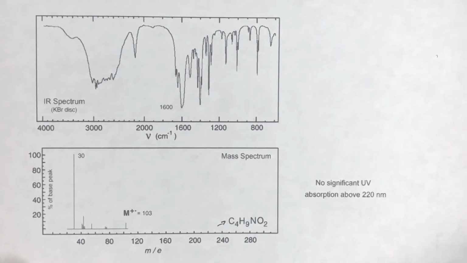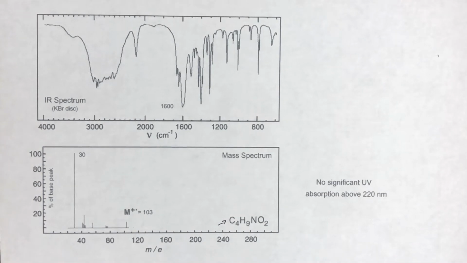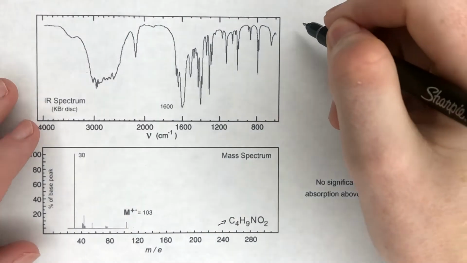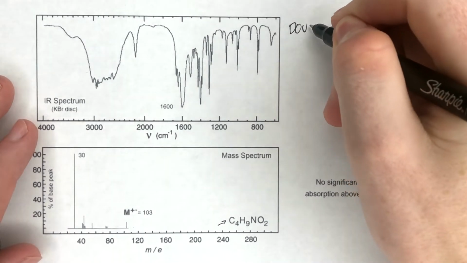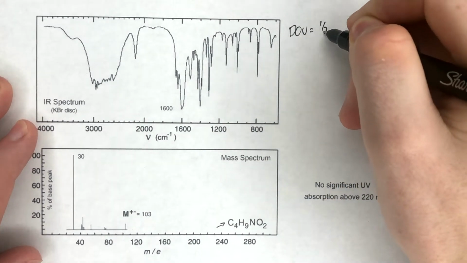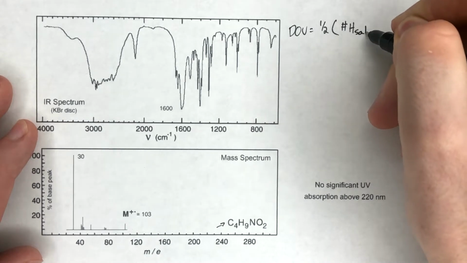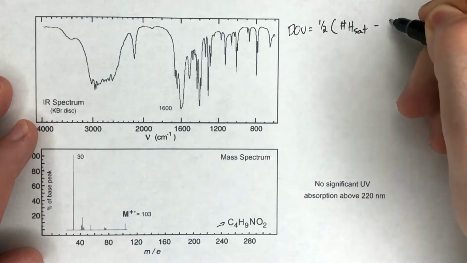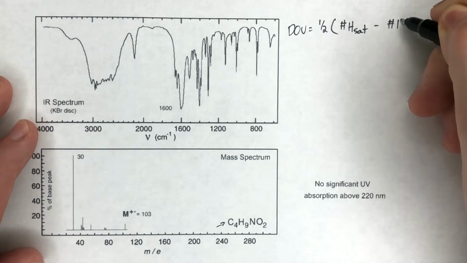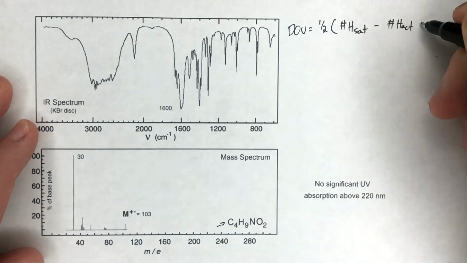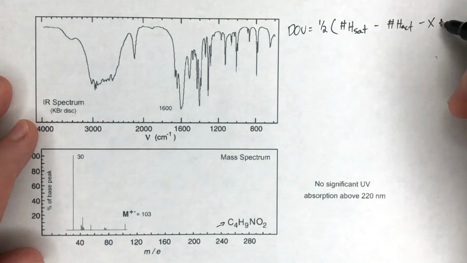So the best thing to do is to first determine the degrees of unsaturation, which tells you how many double bonds, pi bonds, or rings that are present in the structure. So the formula for degrees of unsaturation is 1/2 the number of hydrogens if the compound was saturated minus the number of hydrogens that are actually present minus any halogens plus any nitrogen.